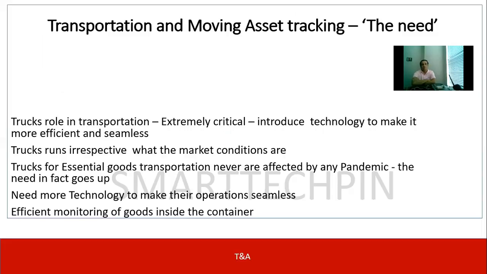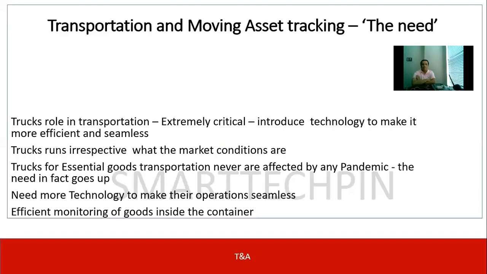Now in today's session, we'll discuss transportation and moving asset tracking. What is the need? As you know, the truck's role in transportation is extremely critical, whatever the market conditions are. Now we are going through a very bad pandemic. Even now, the role of a truck is really critical for transporting essential goods.